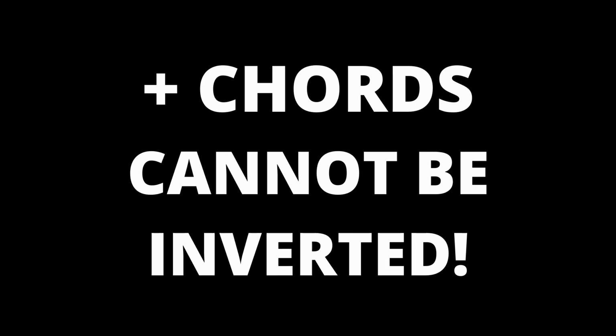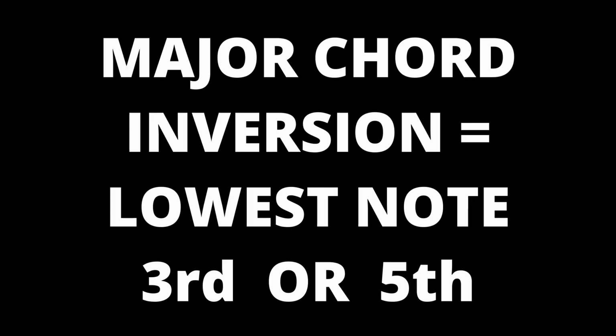An interesting feature of the augmented chords is that they cannot be inverted. Inverting a major chord involves playing the 3rd or 5th note as the lowest note or root note instead of the first note. If we take the C augmented chord we heard earlier with the notes C, E and G sharp, we can attempt 2 inversions. With the E as the lowest note, we get E, G sharp and C. This is an E augmented chord. If we use G sharp as the lowest note, we get G sharp, C and E, which is a G sharp augmented chord.